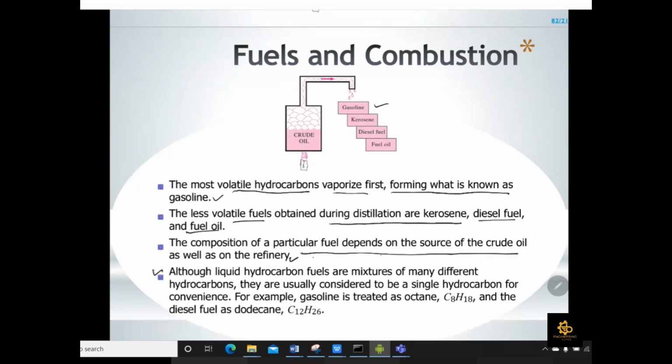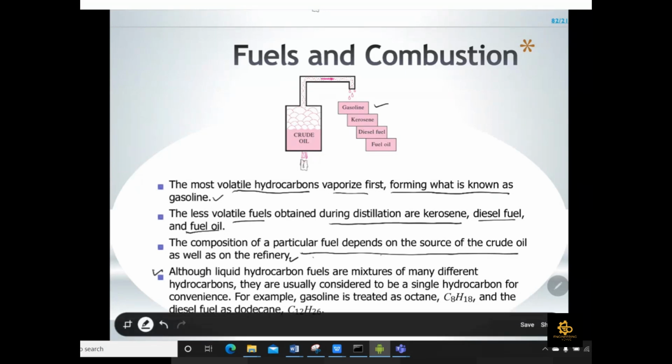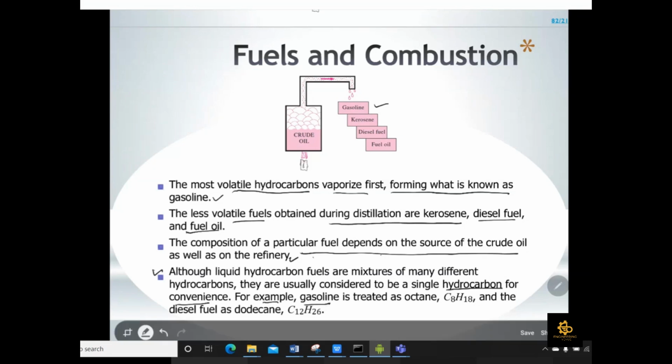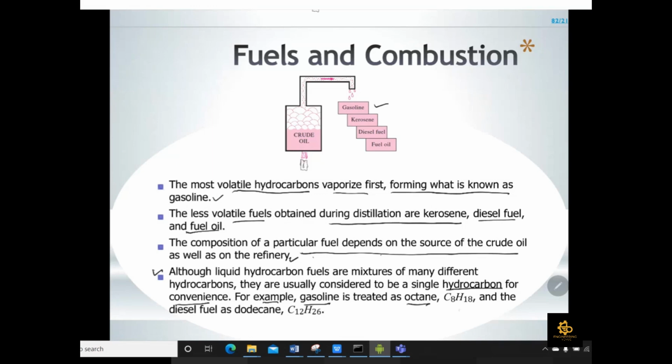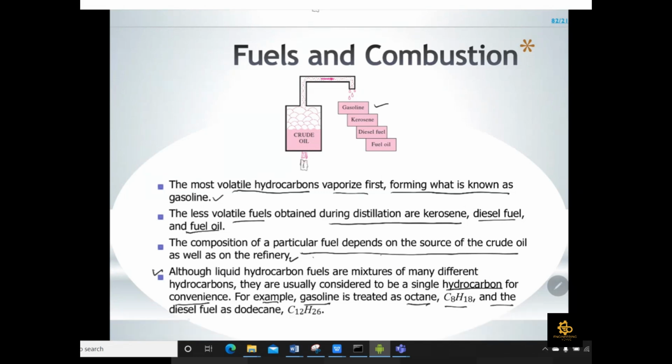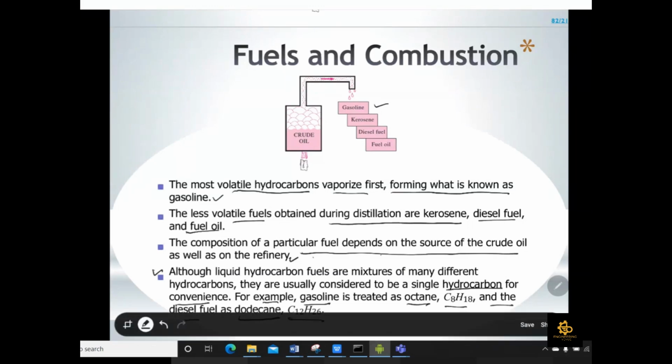Although liquid hydrocarbon fuels are a mixture of many different hydrocarbons, they are usually considered to be a single hydrocarbon for convenience. For example, for gasoline, we just say that it is octane, or C8H18, although it is a combination of different hydrocarbons. Then the diesel fuel, which we represent as dodecane, is C12H26. So this is the way to represent the hydrocarbons for the fuels.